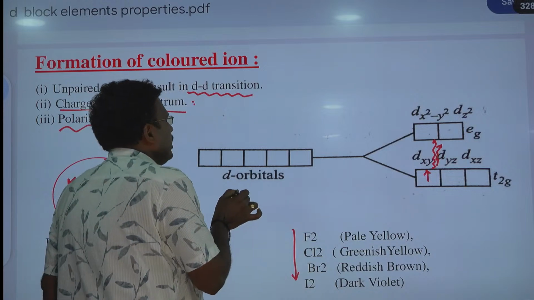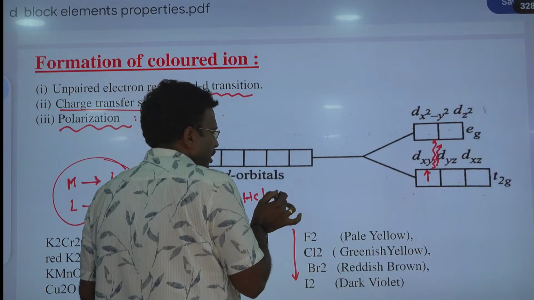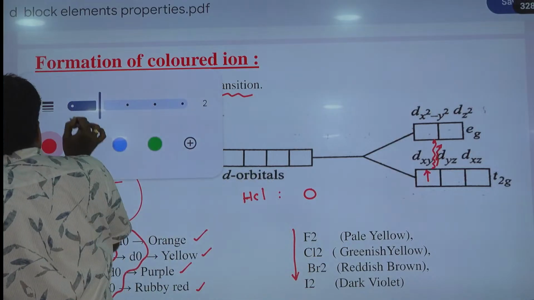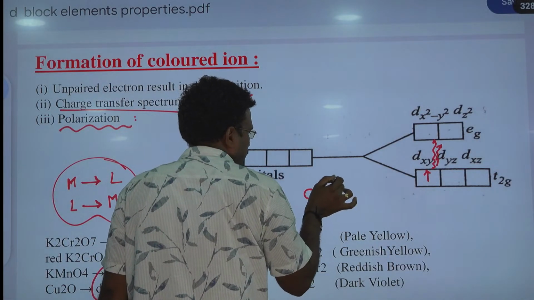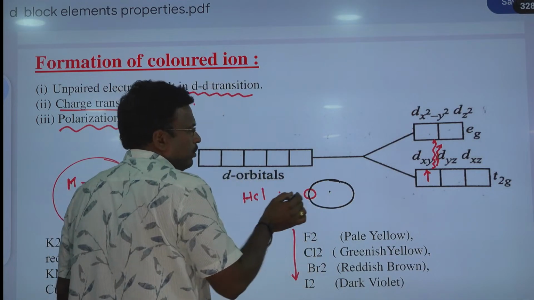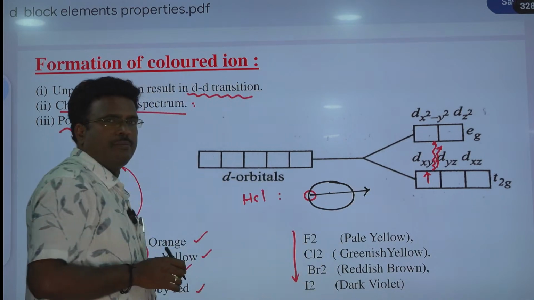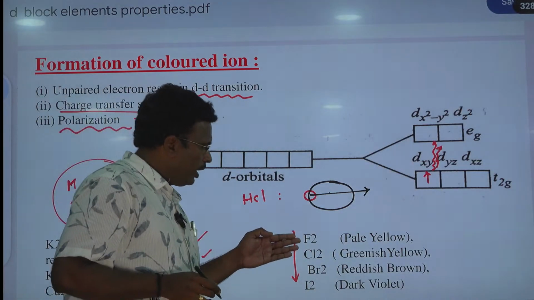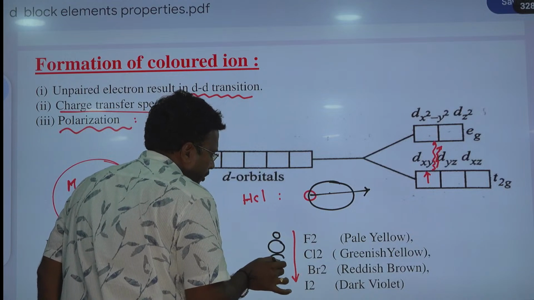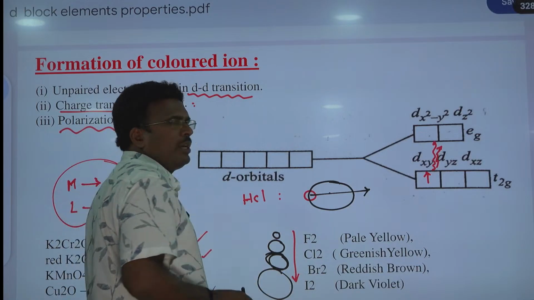For example, HCl, hydrochloric acid. In this, hydrogen has the smallest size, but chlorine has the largest size, right? Chlorine is more electronegative than hydrogen, so the bond is shifted towards it. That property is called polarization. Here from fluorine to chlorine, bromine, iodine, the size increases, and the polarization power increases.